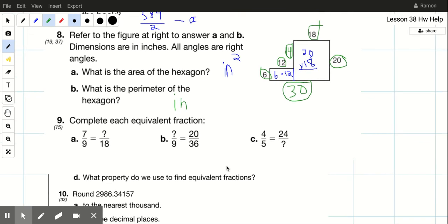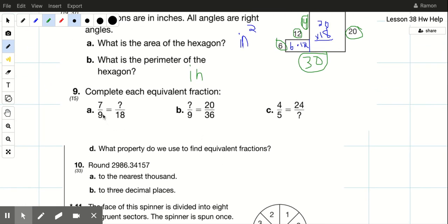Number 9, complete each equivalent fraction. You just have to find the factor that you would multiply by to get the given fraction. So, 9 times 4, something times 4. You could reverse and divide 20 by 4. Here you would multiply by 6. And again, 24 divided by 4 is 6, so that's how we found the 6.